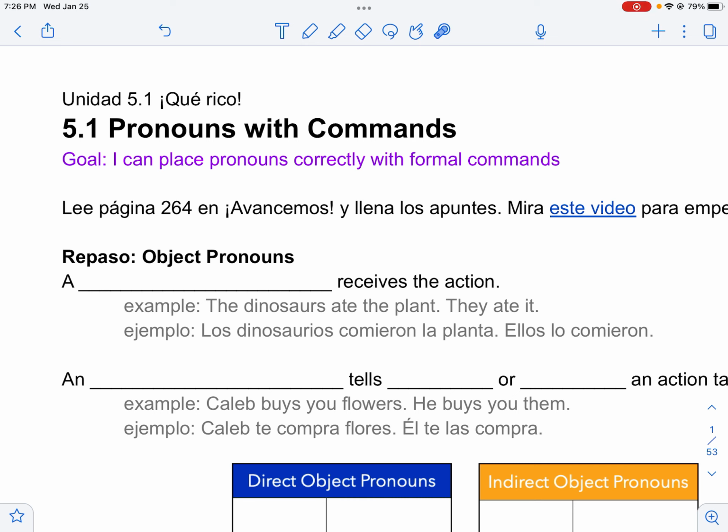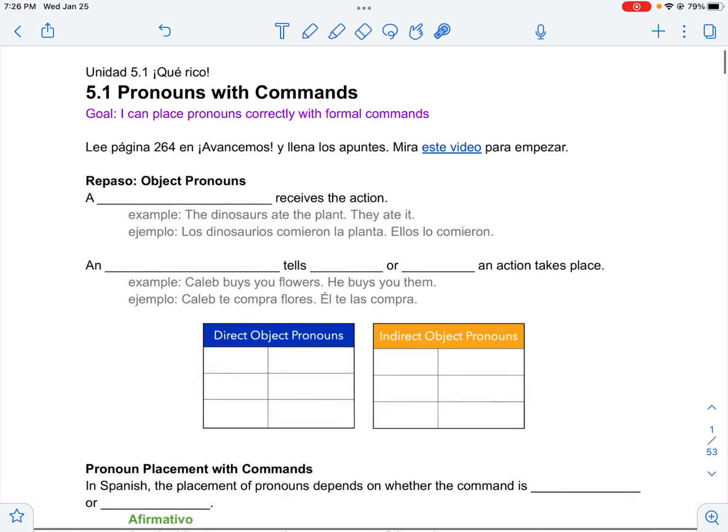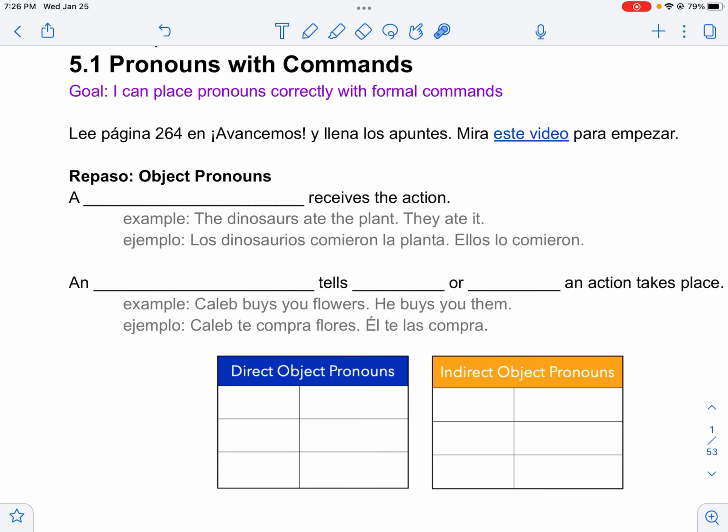Okay, before we get started, go ahead and read this page in Avancemos to get a heads up of what we're going to be talking about today. Also, you can just watch the video. All right, here we go.